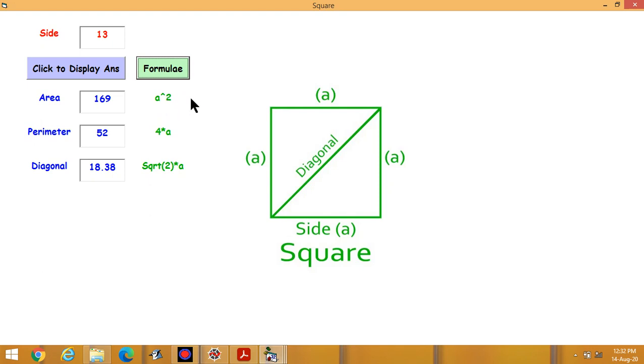A square means side squared, 4 multiplied by side, that is 4 into side, that's the perimeter, then diagonal is square root of 2 multiplied by A, that is 1.414 multiplied by the side of the square. This is the formula for calculation of different parts of a square, that is area, perimeter and diagonal.